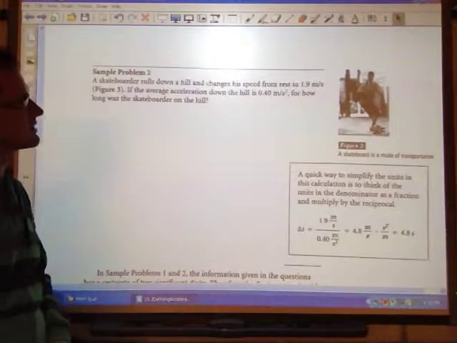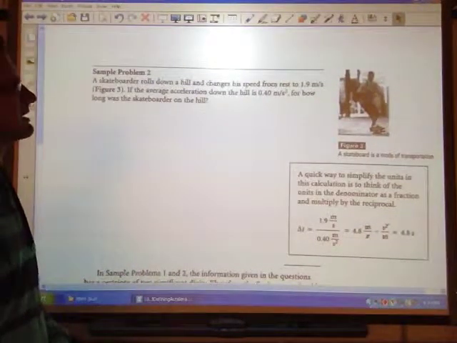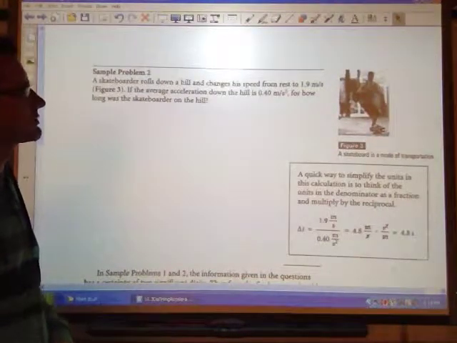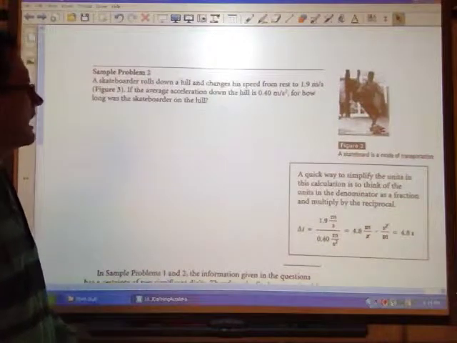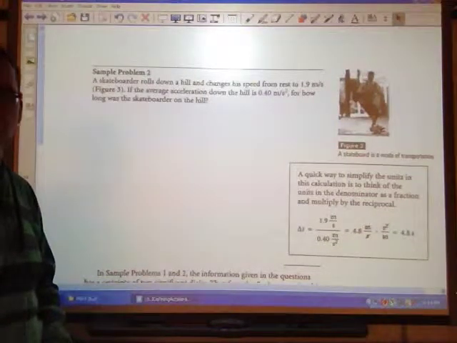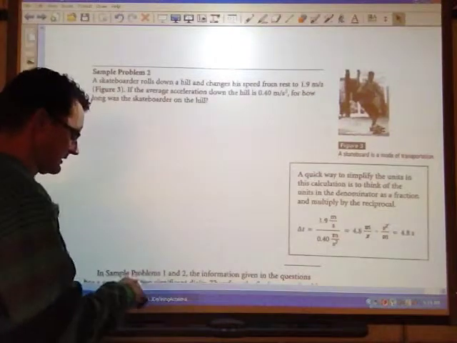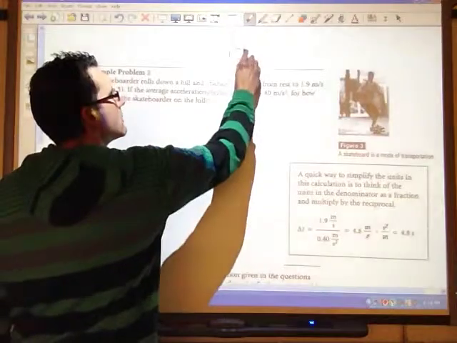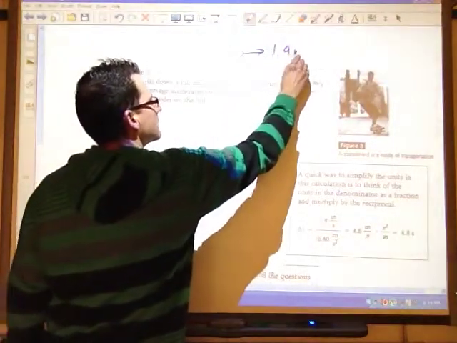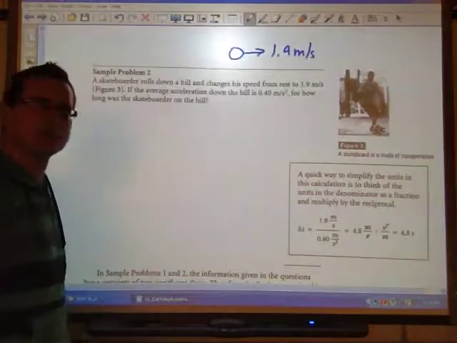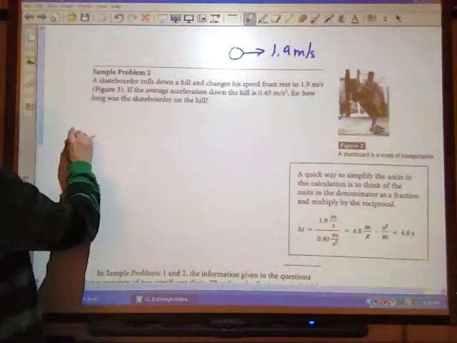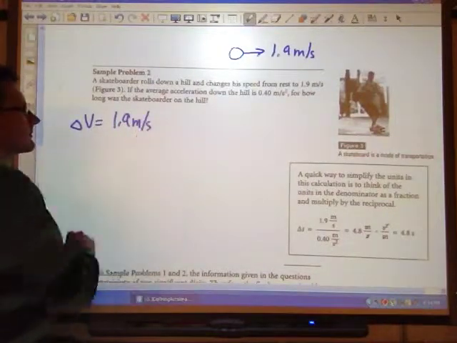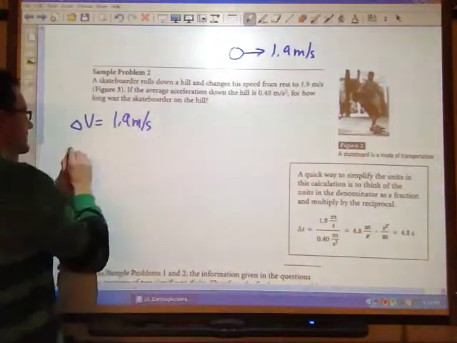Next example, sample problem 2. A skateboarder rolls down a hill and changes his speed from rest to 1.9 meters per second. If the average acceleration down the hill is 0.40 meters per second squared, for how long was the skateboard on the hill? Now, this one is sneakily looking at change in speed in terms of talking about going from 0 to 1.9 meters per second. So really, that is a change in speed. From 0 to 1.9, the change in speed is a difference of 1.9 meters per second.